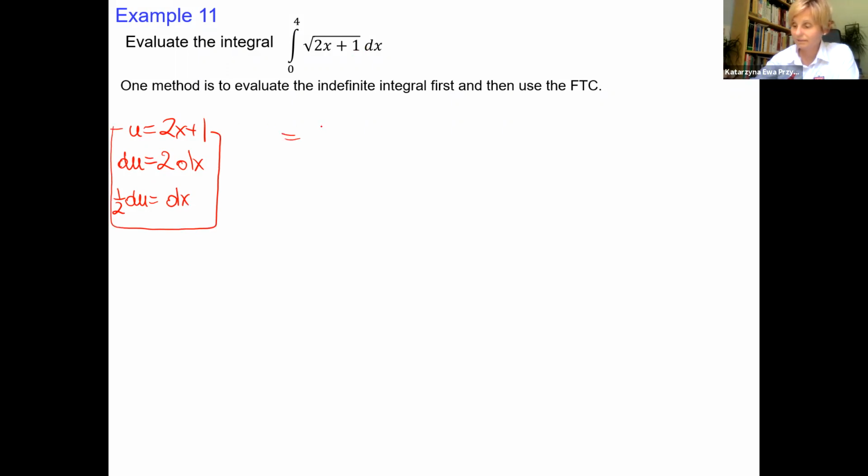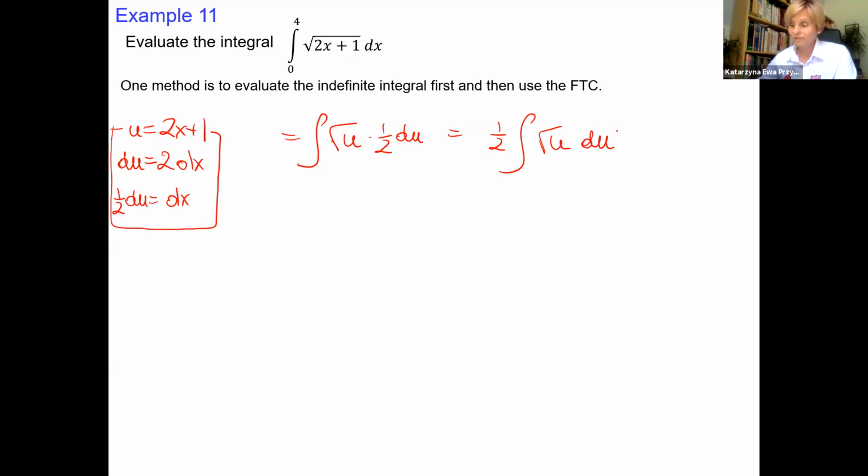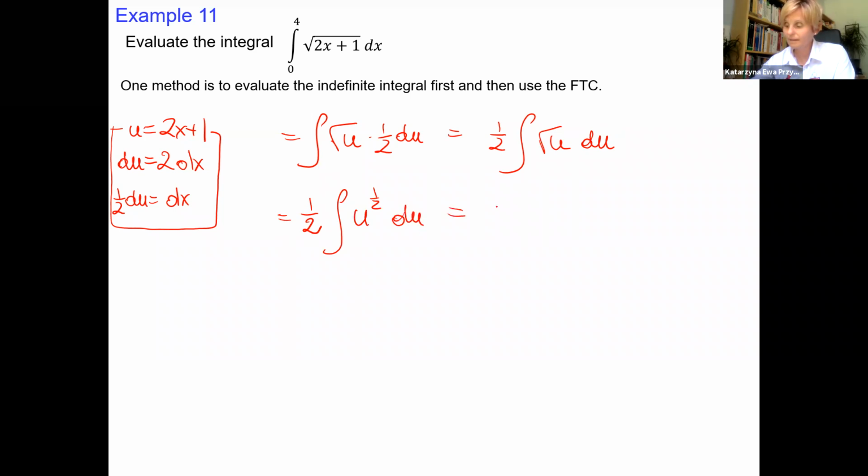And let's rewrite. Square root of u, and dx is 1 half du. So 1 half square root of u du. Okay, we can do this. This will be u to the power of 1 half. And let's integrate. The integral of u to the power of 1/2 du is u to the power of 3/2 over 3/2.